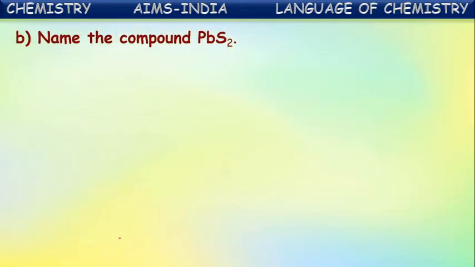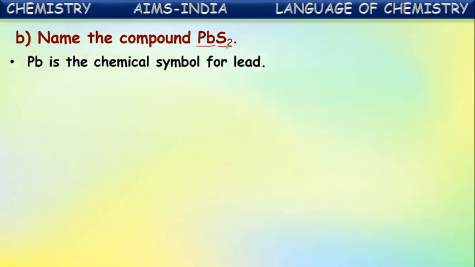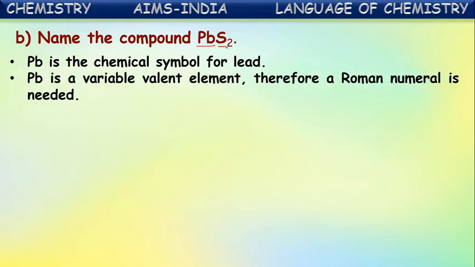One more compound let us try to understand is the name of the compound PbS2. So here the cation is of lead, anion is of sulfur. Now let us see. Pb is the chemical symbol of lead. Now the cation name becomes lead. And Pb is a variable valent element. Therefore, a Roman numeral is needed.